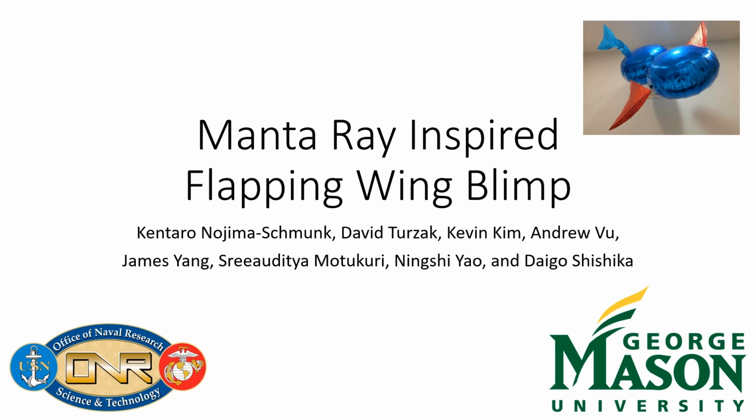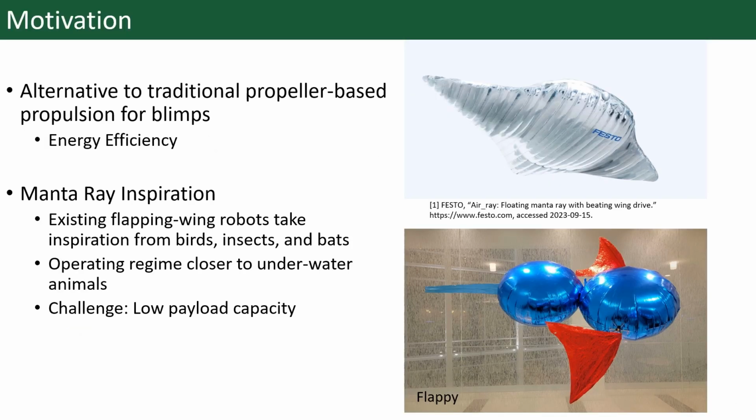In this paper, we present a blimp that uses flapping wings inspired from manta rays. Robotic blimps have used propeller motors as a standard method of propulsion. Our blimp agent, Flappy, explores the use of flapping wings as a locomotion mechanism. We take inspiration from one of the most efficient swimmers, the manta ray.